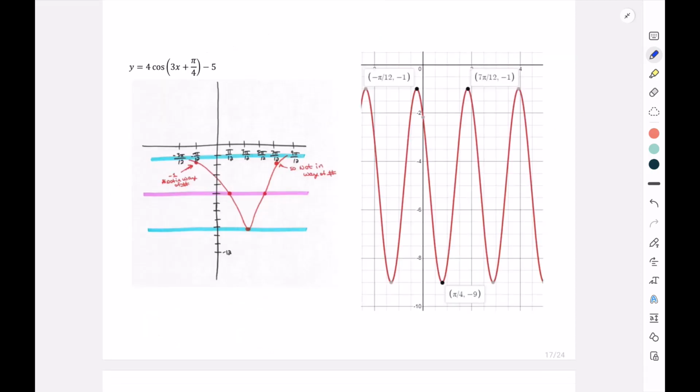So if we go to graph it, we know that our center was at -5. So if we look at our center being right here, -5, we know that our amplitude is going to go up and down 4. So we'll go up to here, being our amplitude, and right here, being our lower amplitude. We know that for cosine, we start at our upper amplitude, go down to our center, go down to our lower, back up to our center, and back up to our higher amplitude, and it creates one period.